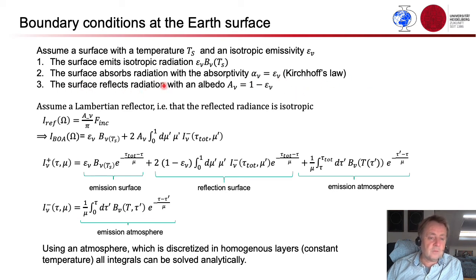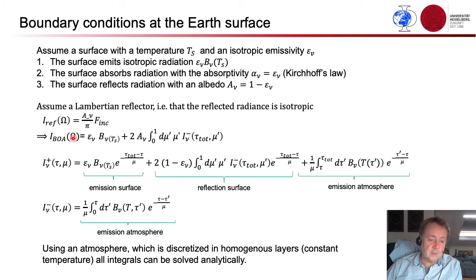And in addition, the surface reflects radiation, and that is pretty much important because that is another source of light at the lower boundary. And the albedo, which describes that reflection, is equal to 1 minus the emissivity. Let us now assume that this is a Lambertian reflector. That means that the reflected light is isotropic as well. And then we can calculate the reflected radiances as the albedo divided by pi times the incoming flux, so the downward flux at the surface.